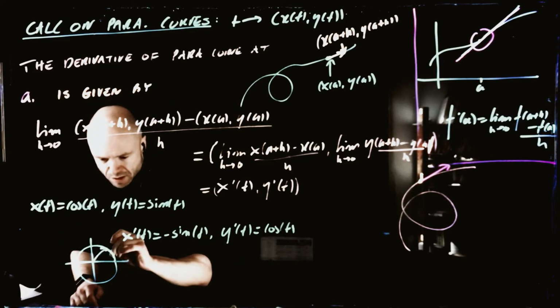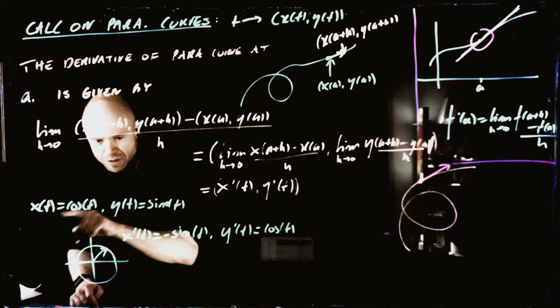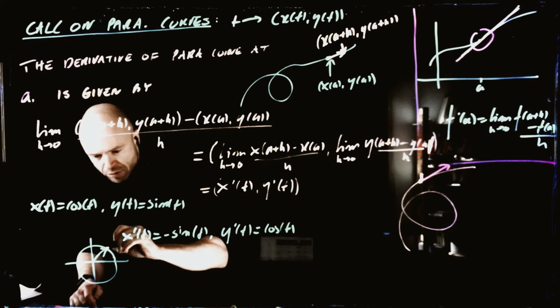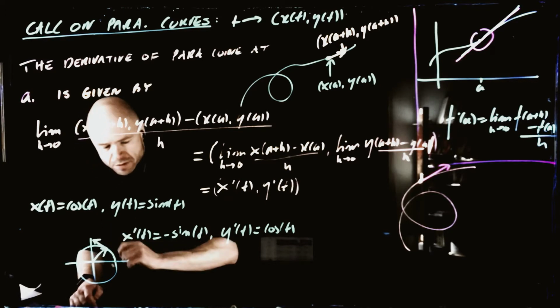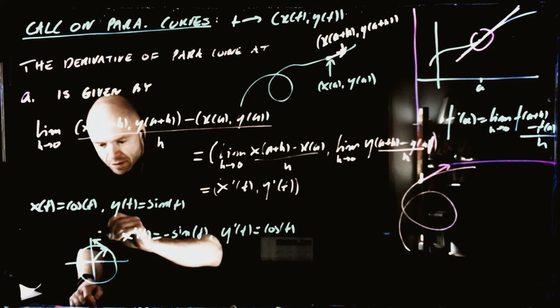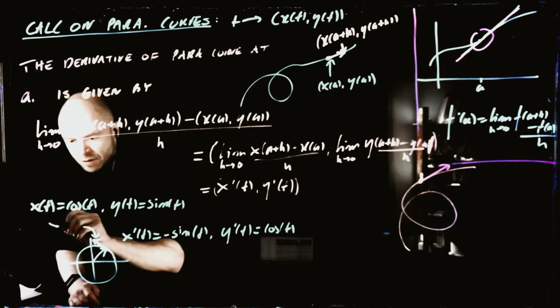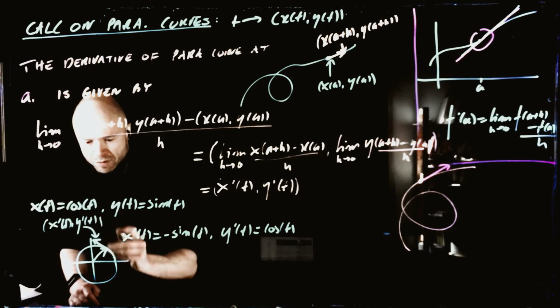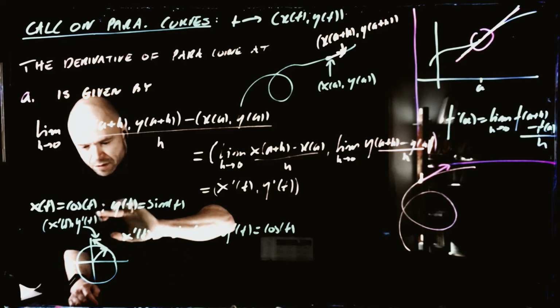This is the vector that gives us the position x of t, y of t. And this one here is pointing orthogonally like this. This is the direction of the derivative. It is pointing orthogonally like this.